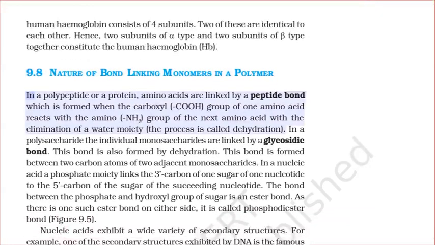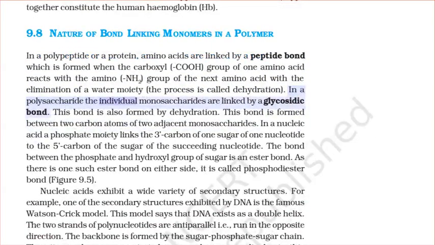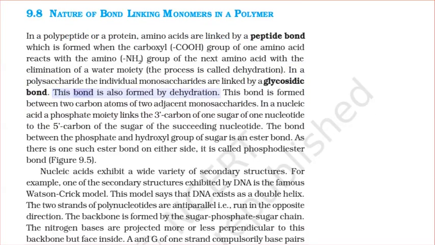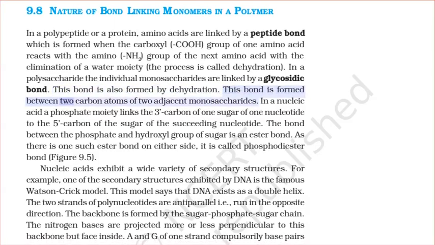In a polypeptide or a protein, amino acids are linked by a peptide bond, which is formed when the carboxyl group of one amino acid reacts with the amino group of the next amino acid with the elimination of a water moiety. The process is called dehydration. In a polysaccharide, the individual monosaccharides are linked by a glycosidic bond. This bond is also formed by dehydration. This bond is formed between two carbon atoms of two adjacent monosaccharides.